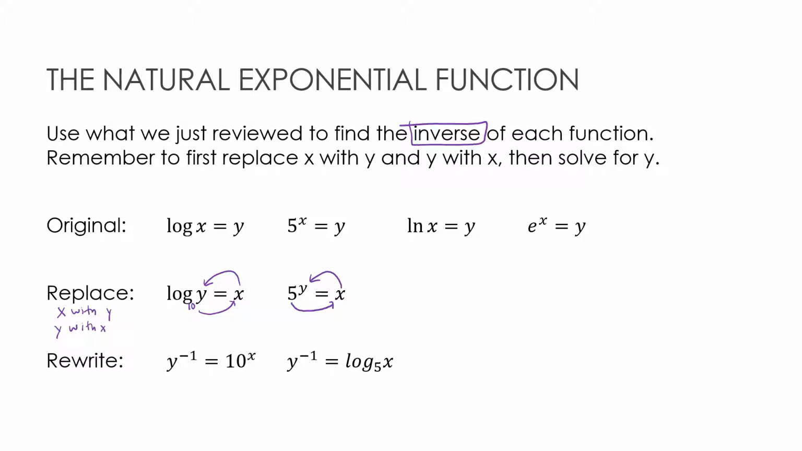Let's do the same for this natural log function. So this is natural log. I'm going to replace x with y and y with x. Then I'm going to use that same method. The base is e, so e to the x equals y. So I wrote it y inverse equals e to the x. Last one, again, this is a natural exponential function. I'm going to replace x with y and y with x. Then I'm going to say log base e, which is natural log of x, equals y. And there is my final inverse.